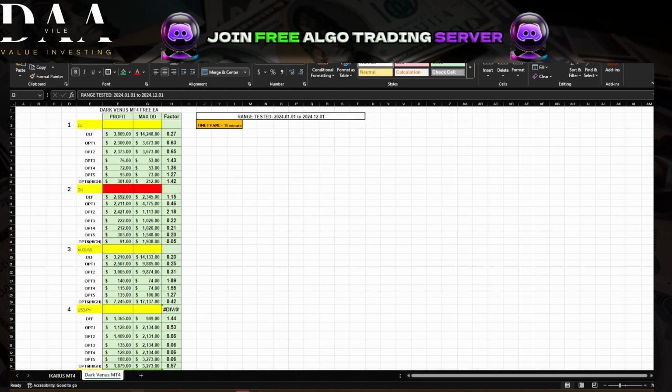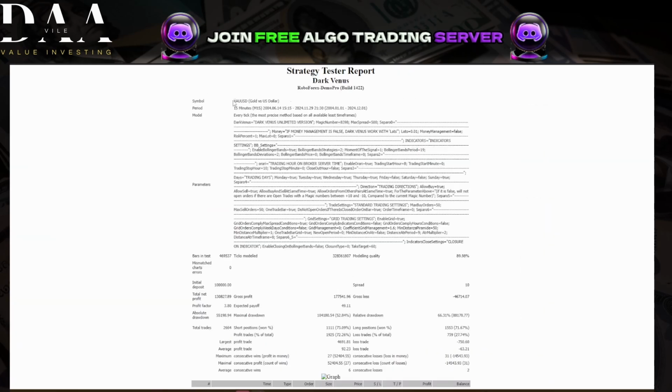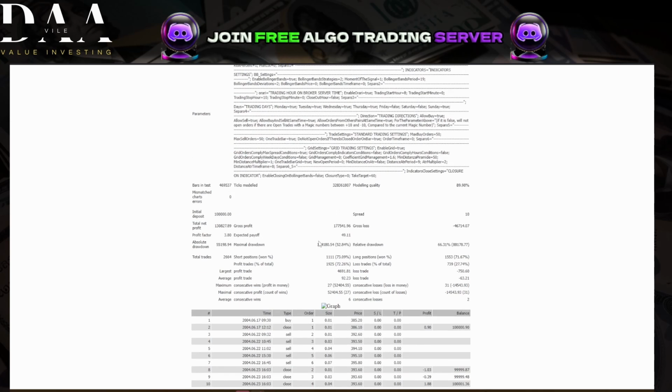So let me show you actually, real quick, the reports for one of the best set files. This is 2004 to 2024, the whole range. As you can see, this is the higher risk set file that I optimized for XAUUSD. Why is it high risk? Because my max drawdown is the same as my initial deposit. So meaning at one point my profits are saving the account from getting smoked, and the profit is not the best compared to the risk that we're taking.